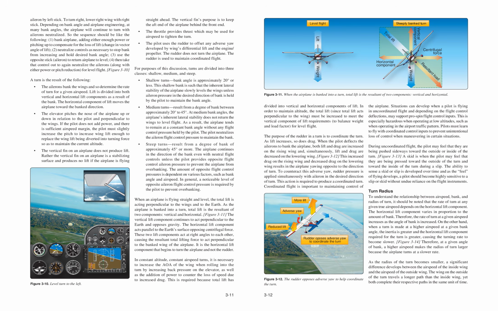As the radius of the turn becomes smaller, a significant difference develops between the airspeed of the inside wing and the airspeed of the outside wing. The wing on the outside of the turn travels a longer path than the inside wing, yet both complete their respective paths in the same unit of time.